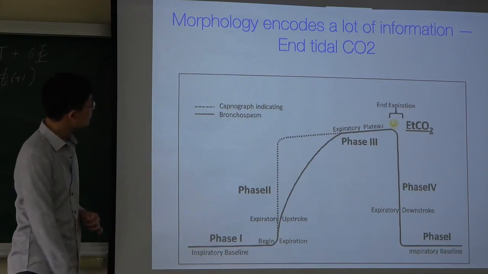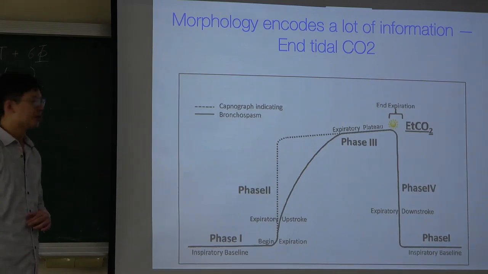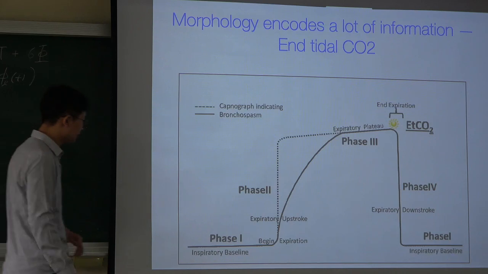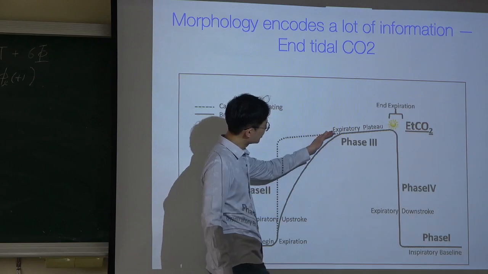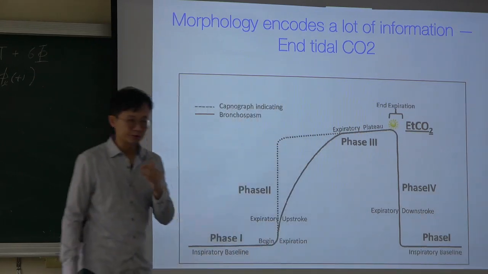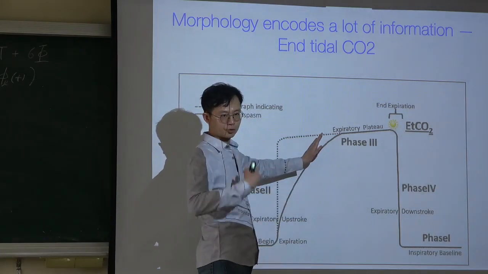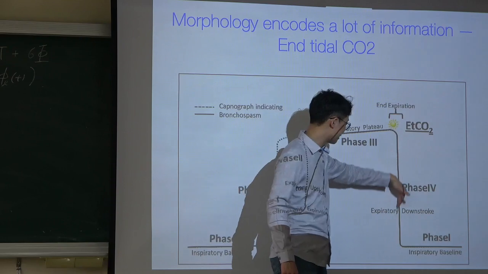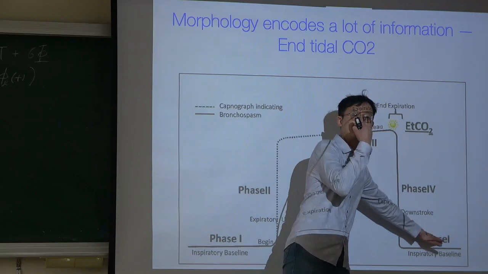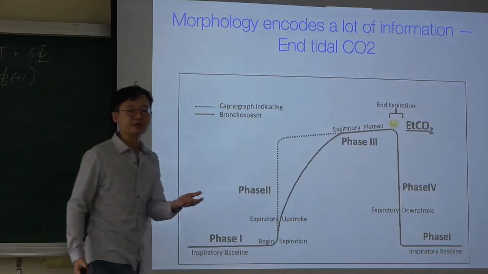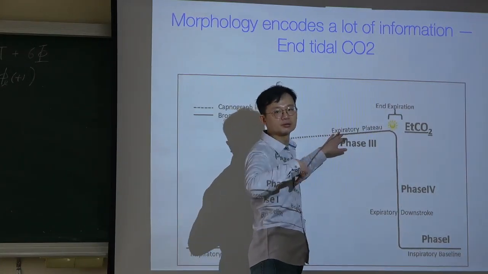And another example tells you that the morphology actually encodes a lot of information. For example, in the end-tidal CO2, this is the inspiration, this is expiration, where you record the end-tidal CO2 from the horizon. This is expiration, and this is inspiration. This is expiration downward, and you have inspiration baseline. During inspiration, you don't release any end-tidal CO2, but when you are in expiration, you release CO2.